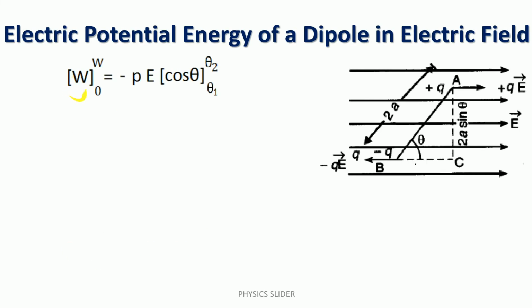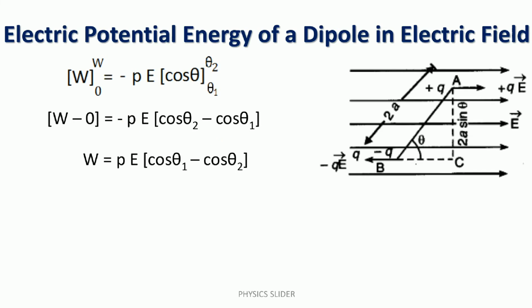In the place of w, put the upper limit w minus lower limit 0. So this becomes w minus 0 minus Pe as it is. In the place of theta in cos theta, put the upper limit, theta 2, so it becomes cos theta 2 minus the lower limit, cos theta 1. Take this negative sign inside the bracket, so it will become w is equal to Pe (cos theta 1 minus cos theta 2). This is the work done that we need to do while rotating this electric dipole in uniform electric field.